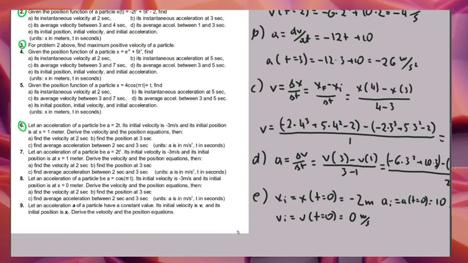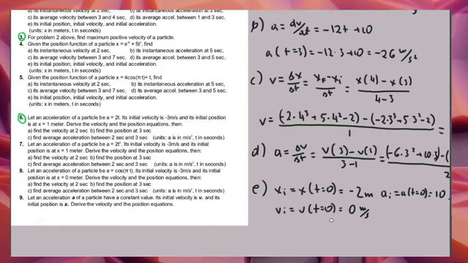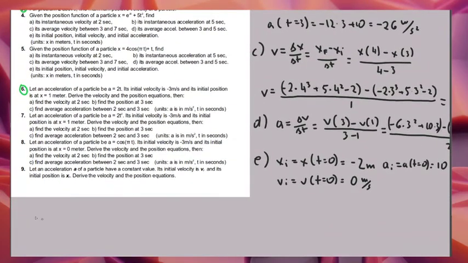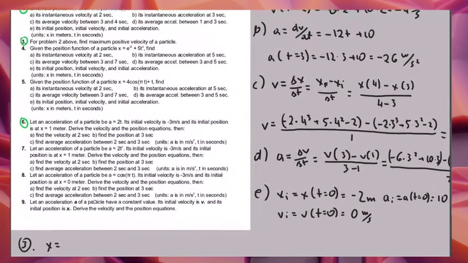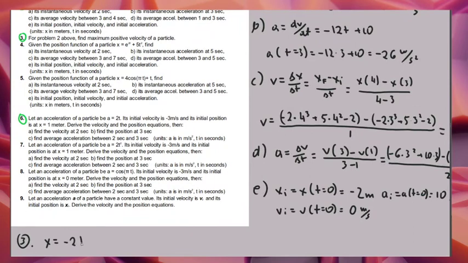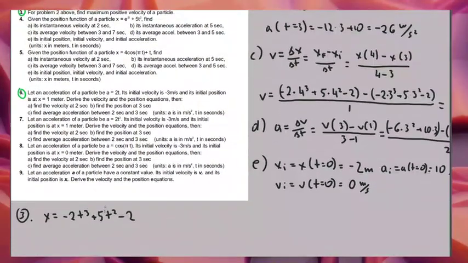Now, problem number 3 says find maximum positive velocity of a particle. We can probably do this one here for number 3. That would be for this position function, so let's copy over the position function. That was negative 2t cubed plus 5t squared minus 2. Right, so this is the position function. And problem 3 says, for this equation here, find maximum positive velocity of a particle.